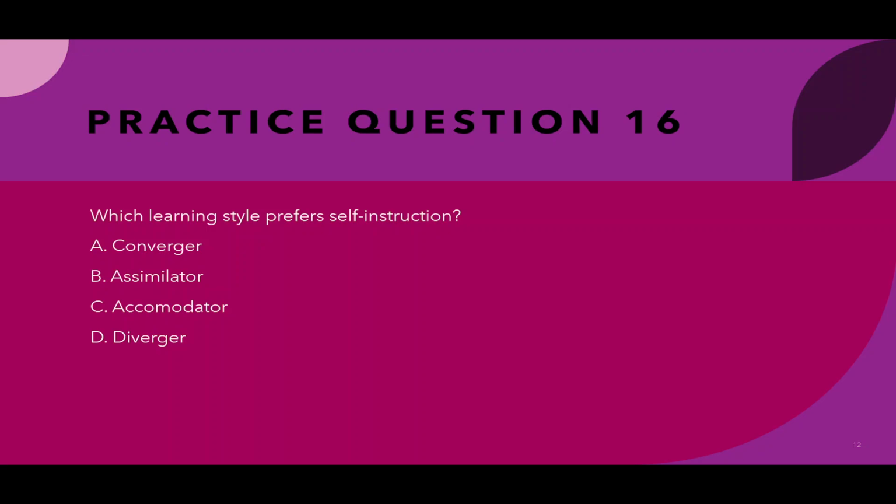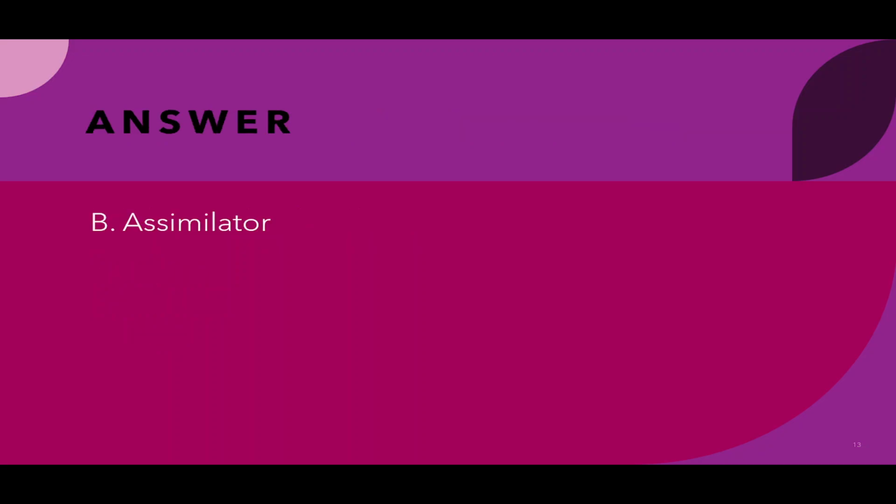Which learning style prefers self-instruction? A, converger, B, assimilator, C, accommodator, D, diverger. The answer is B, assimilator. Their learning preference is lecture, one-on-one instruction, reading, and self-instruction.